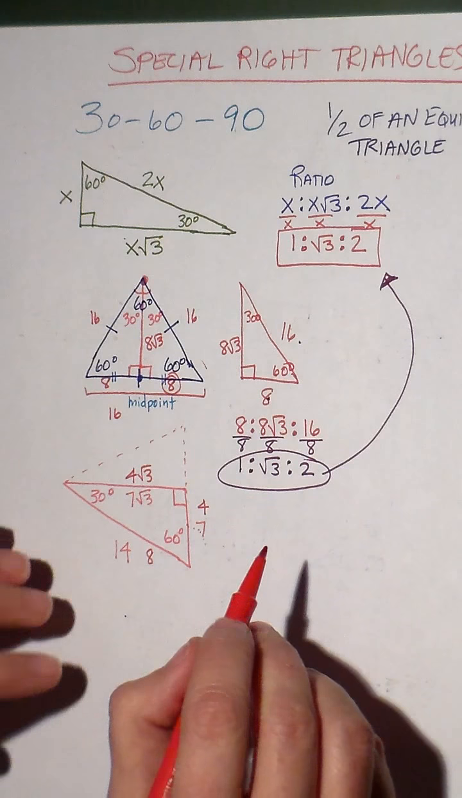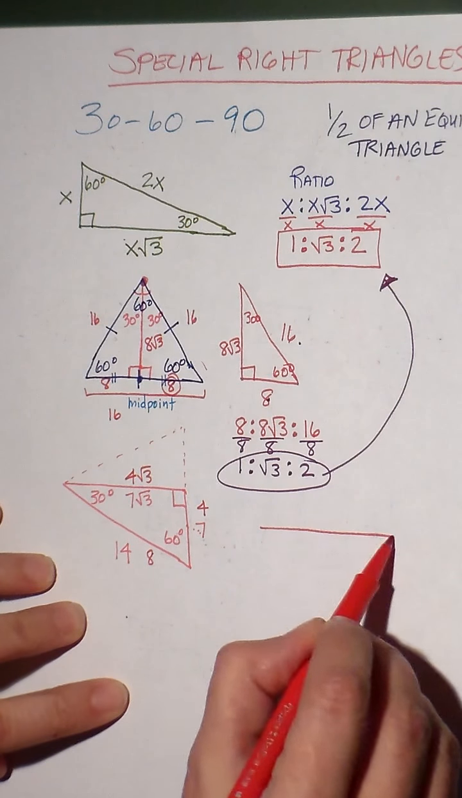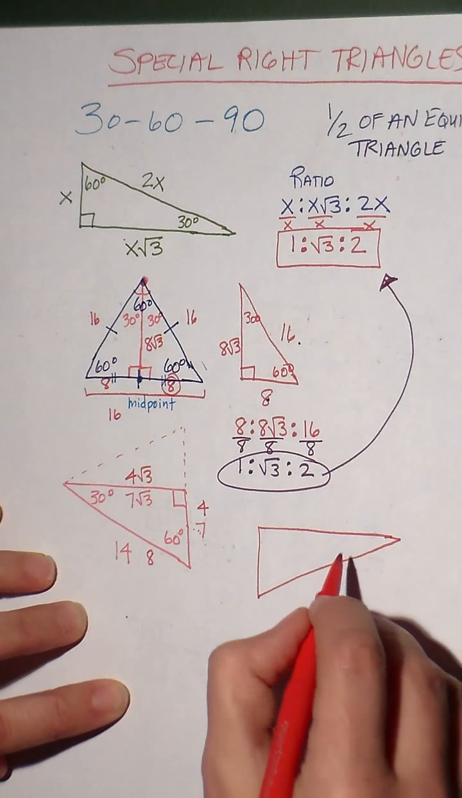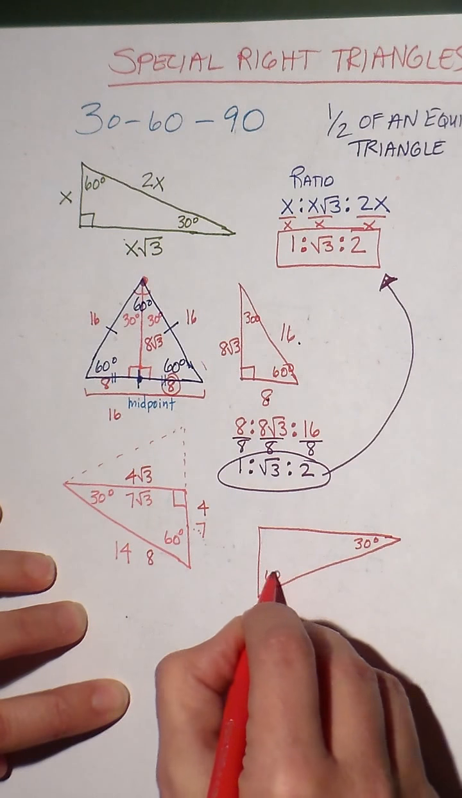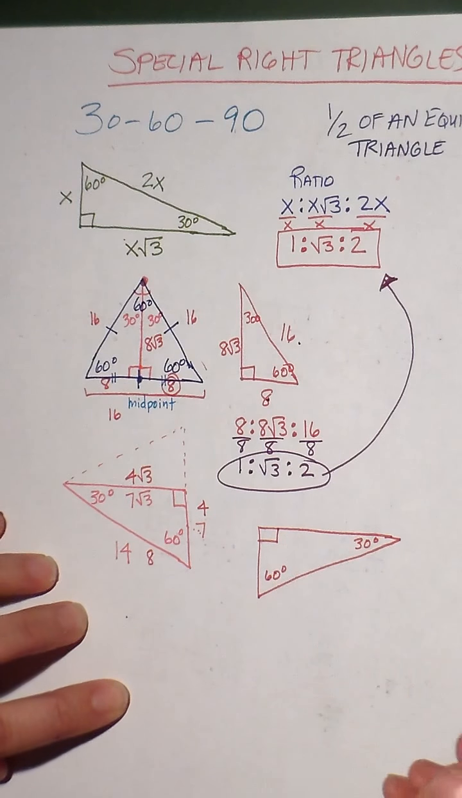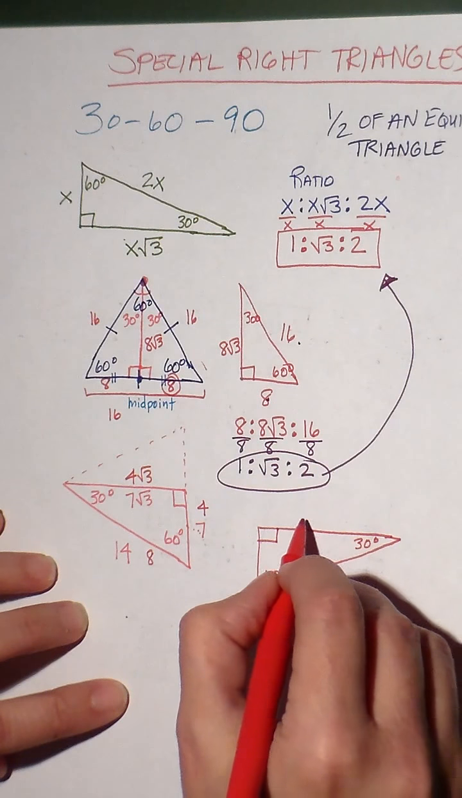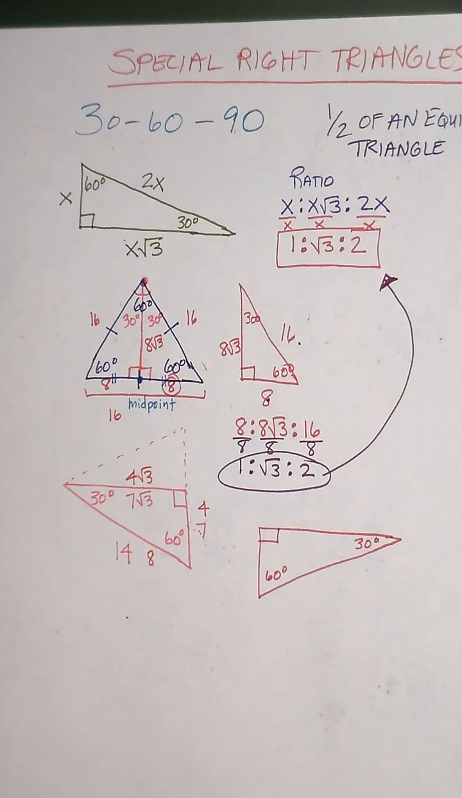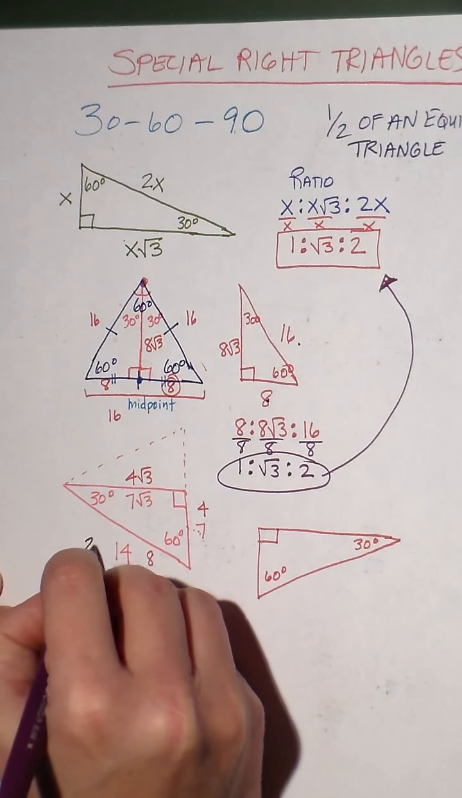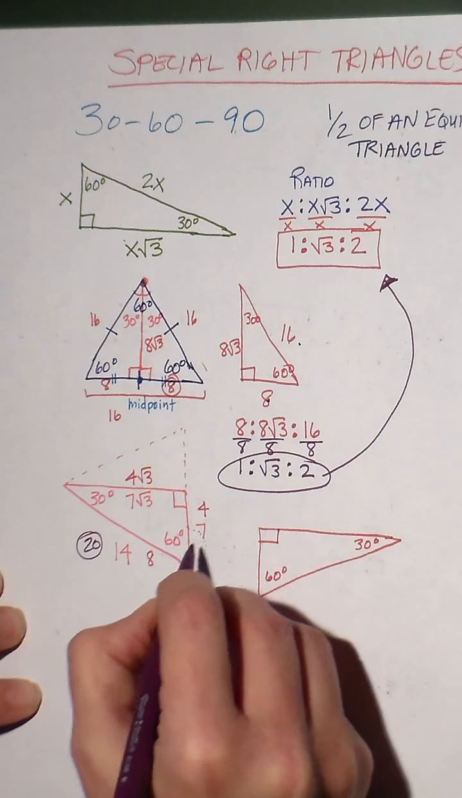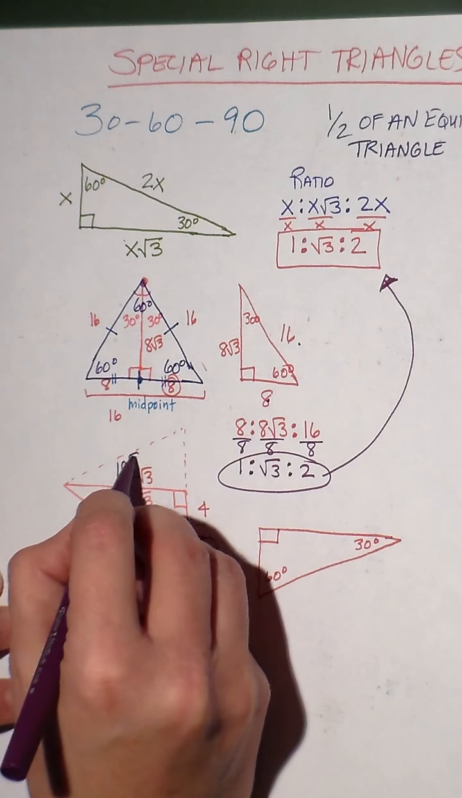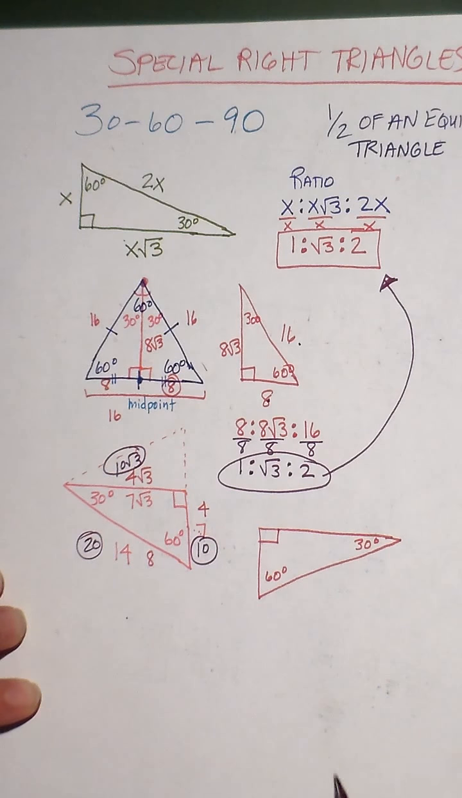Here's where some people get confused. What if I gave you a 30, 60, 90, such as this one? Here's the 30, here's the 60. And let's say I gave you the medium side, not the small one, or the hypotenuse. The hypotenuse itself would also be easy because what if I told you the hypotenuse was 20? Well, what do you know about the small side? It's 1/2, right? And then from there, 10 square root of 3. You can see how those work.